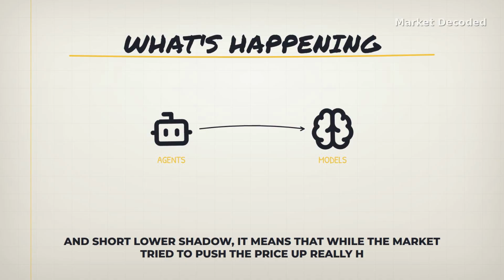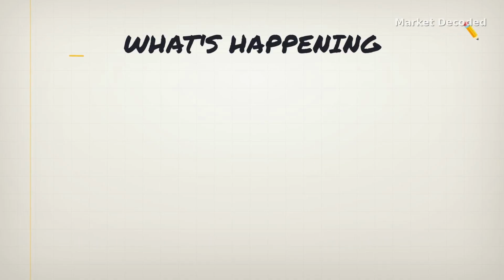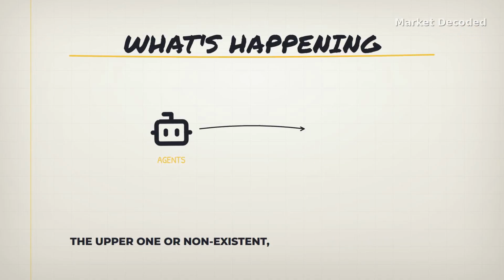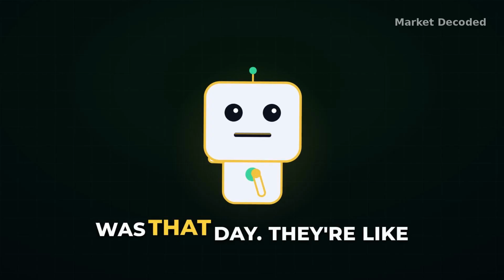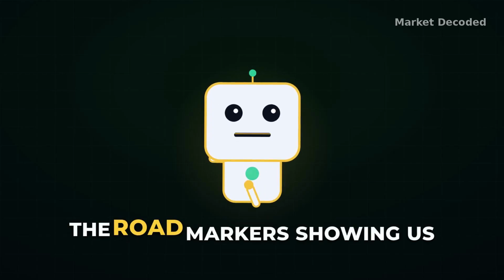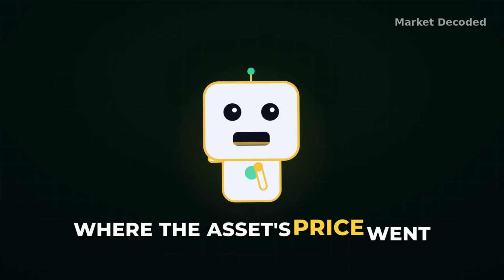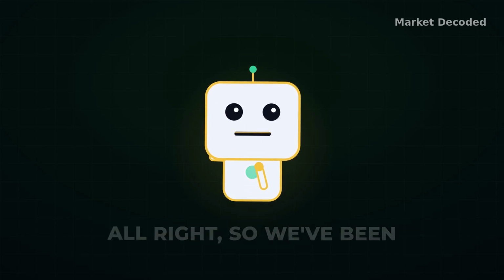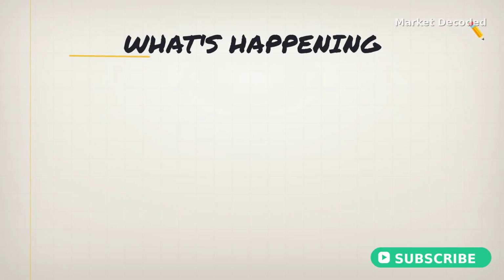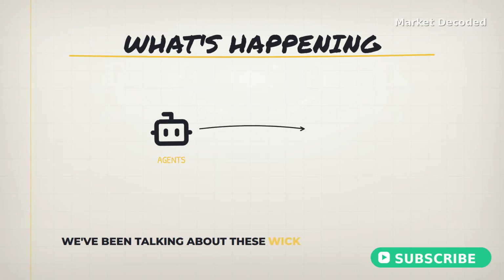Conversely, if the lower shadow is longer than the upper one or non-existent, it suggests prices stayed mostly low all day. These wicks and shadows together paint a vivid picture of how bumpy the trading was that day. They're like the road markers showing us where the asset's price went to, allowing us to see its full range of movement.